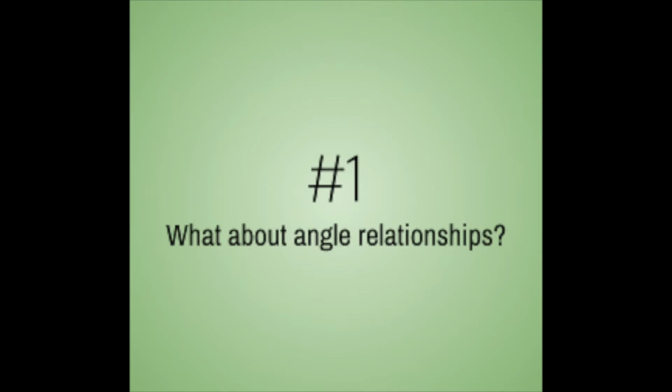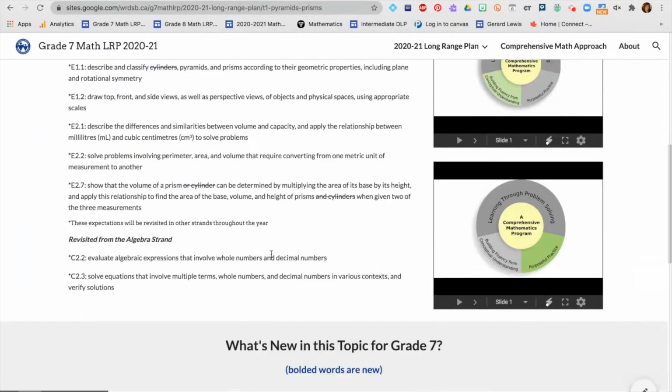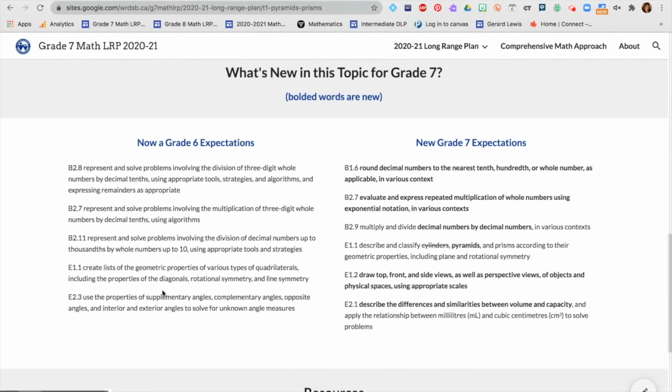Oh yes, angle relationships, the long lost love story. You'll notice now that the new math curriculum has moved angle relationships to grade 6 to make room for circles and cylinders in grade 7, which we will be addressing in second term. Angles will be revisited in grade 8, so not something you need to worry about anymore in grade 7.